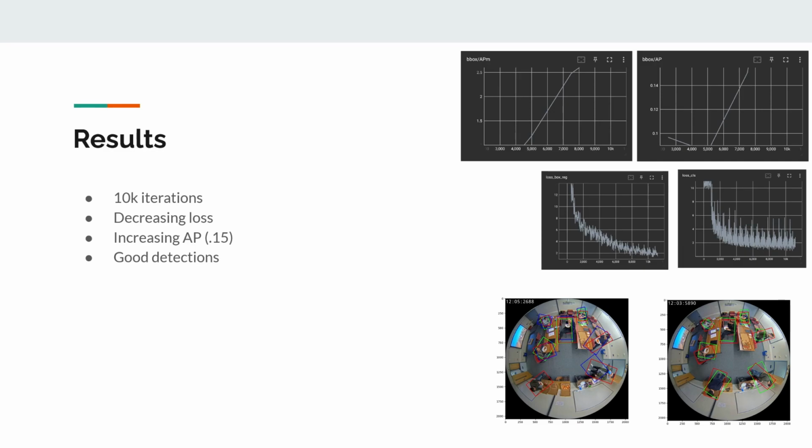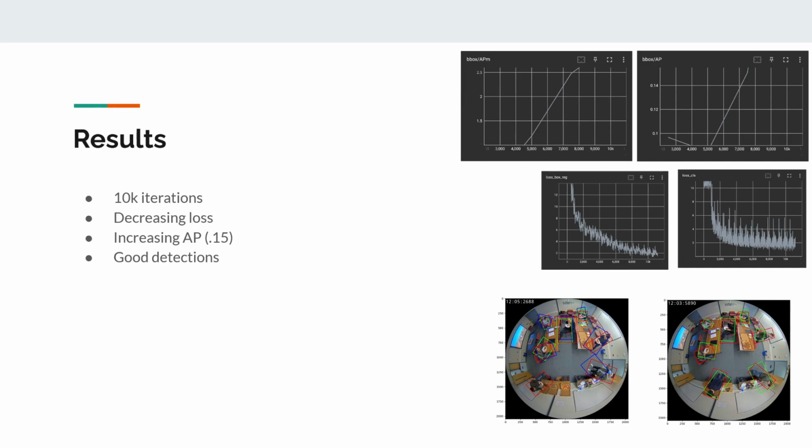And so the detections at 10K iterations are actually fairly good. If you look at the bottom right, this is at 10K iterations. The green boxes are the 10K iterations results, and then the red boxes are the ground truth. So you can see that the green boxes don't directly match with the ground truth, but there is a green box on every person in the frame, and there's a lot of people in this frame. So I would consider this pretty good at the point it's at.